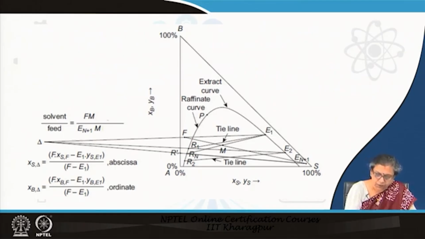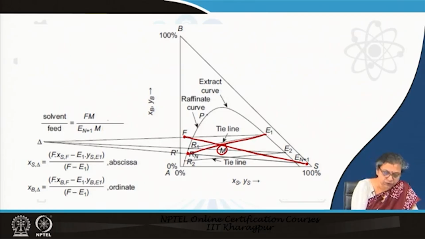What we do, from R prime we have joined. I repeat once more, you have located Rn here. Once you have located Rn, the F point is here, the En plus 1 point, because we have not taken pure solvent in this case. So, you join this particular line, and then if you know M, you join M to here, you get E1. You join F and E1, and you join these two, you get the delta point. Then from E1 you have dropped a tie line, you get R1.